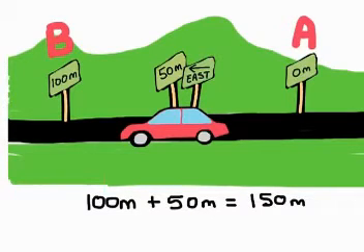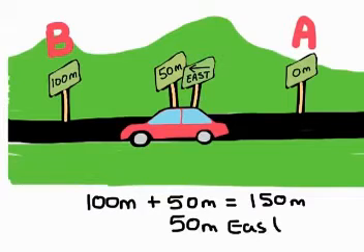150 meters. Now, if we look at its displacement, however, we're comparing its starting position, which was right here, to its finishing position, which is right here. And so its total displacement would be 50 meters to the east. In other words, it's 50 meters east of where it started, which was right here.